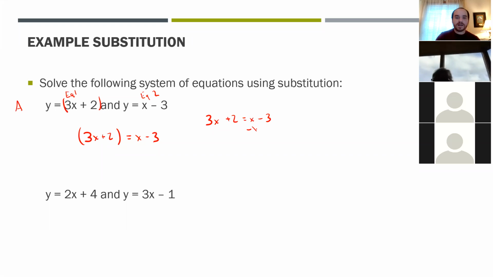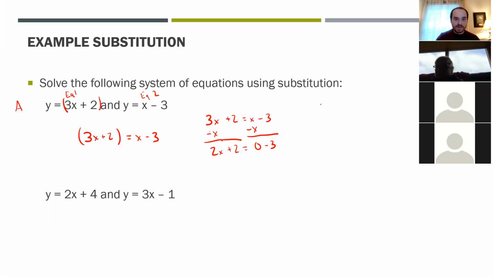So the first thing we want to do is get our x's on the same side. I'm going to subtract x from here. X minus x is 0. We still have the minus 3. And on this side, we have 3x minus x, which is 2x. And then we still have our plus 2. So now we have 2x plus 2 equals negative 3.